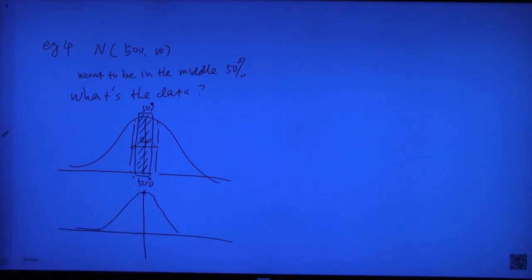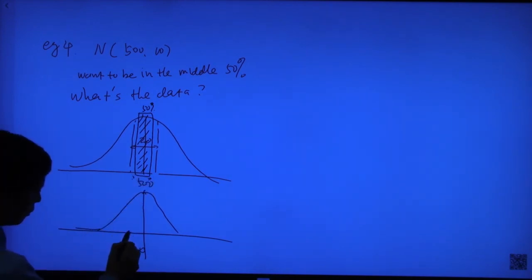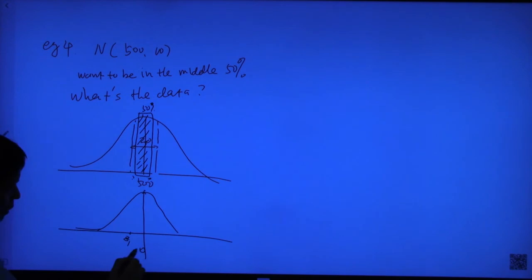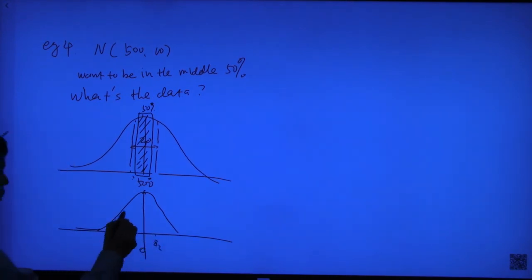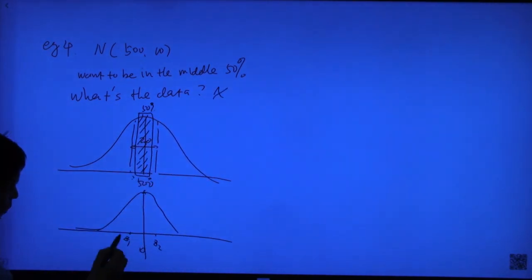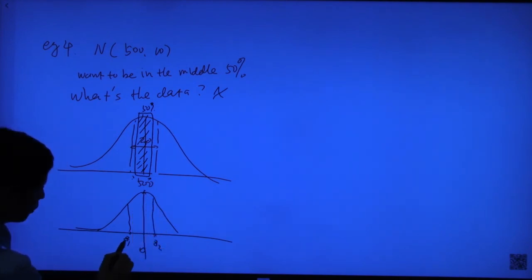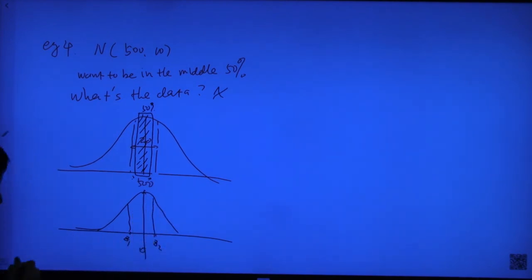Looks like this, and this one will be equal to 0. Now we are looking for 50% here. So we need to find the z-score here, z-score 1 and z-score 2. Once we find the z-score, we can calculate the data. Suppose the data are x. So this one here, and this one here. We need to know what this z-score is. From the inverse formula, we can find the x.